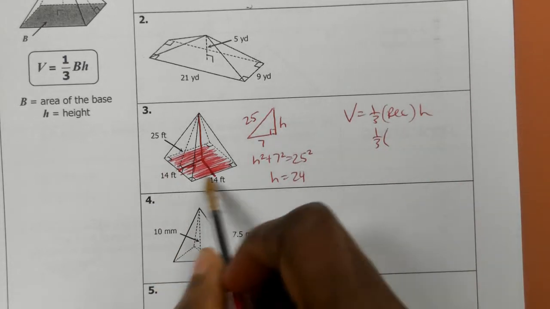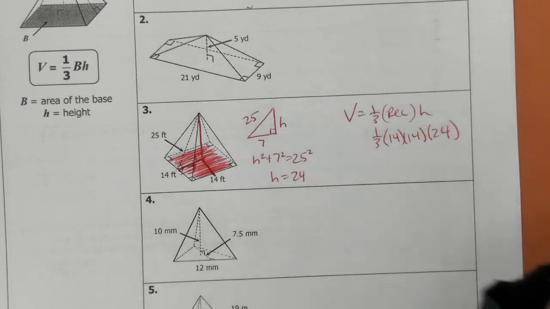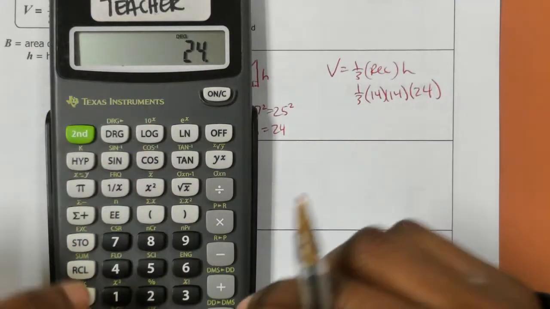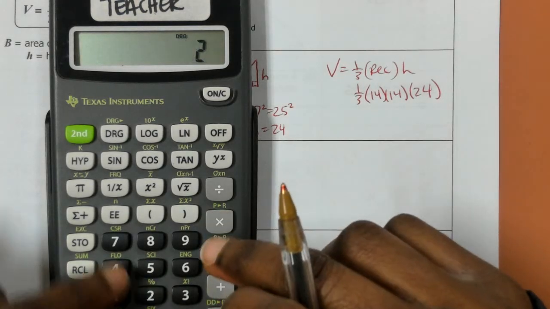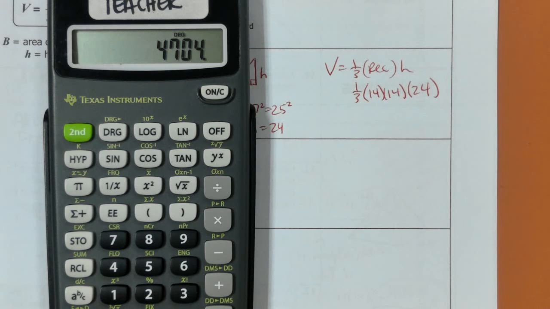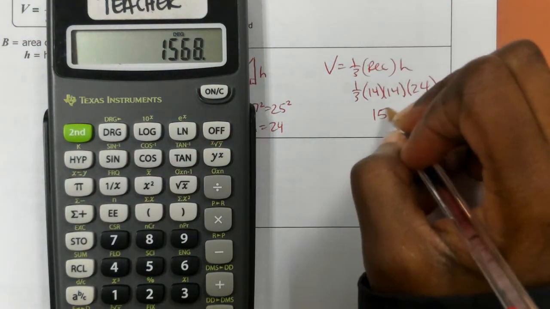Okay, so the rectangle or the square's dimensions are 14 by 14, and the height we found to be 24. So we do 14 times 14 times 24, and divided by 3.